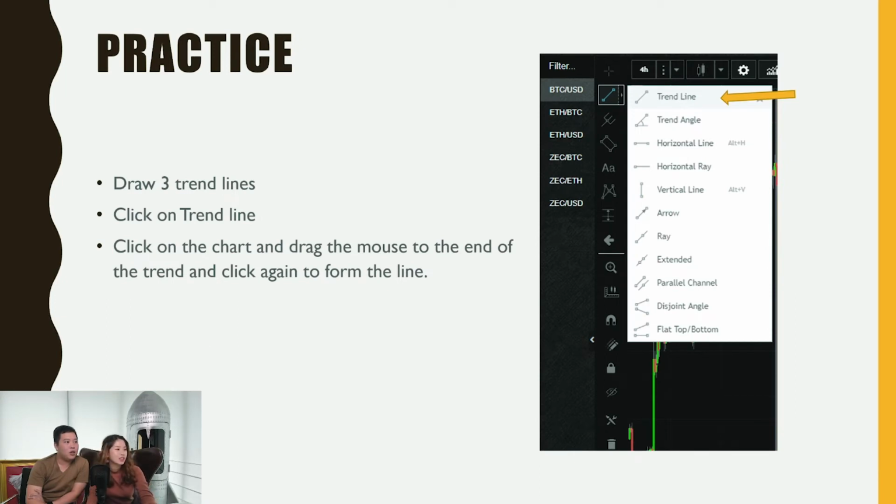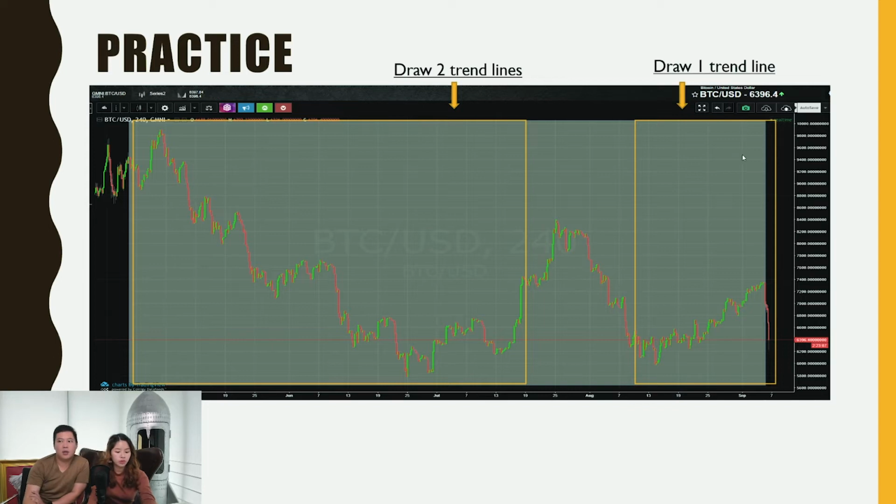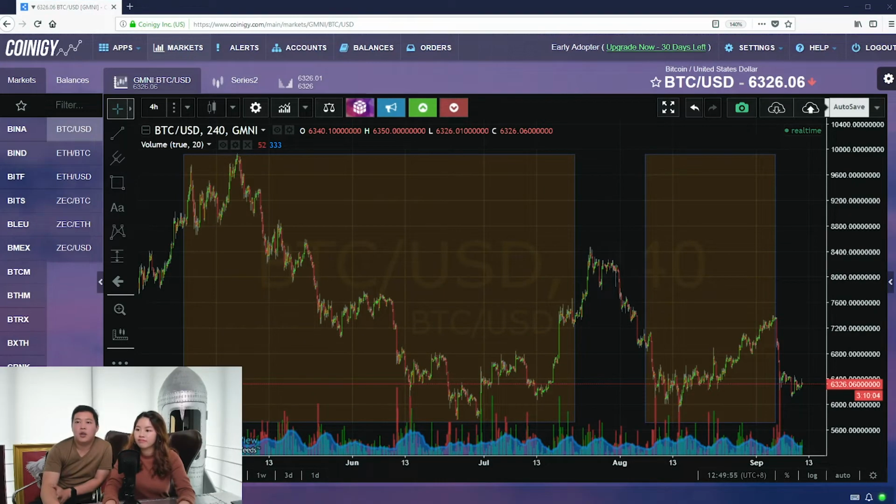Next, draw a trend line practice. Click on trend line, drag on the chart, and drag the mouse to the end of the trend and click to form a line. Okay. Simple. So I guess we have to move to this. Okay, so let's get down to it. So based on Andy's practice chart, we can see that we are supposed to start from this area, plot to this area, and draw another one here.